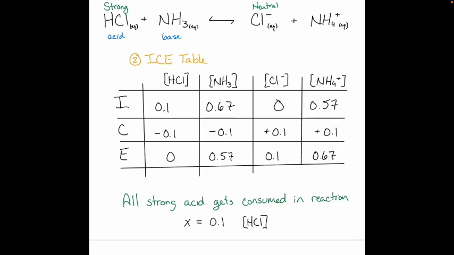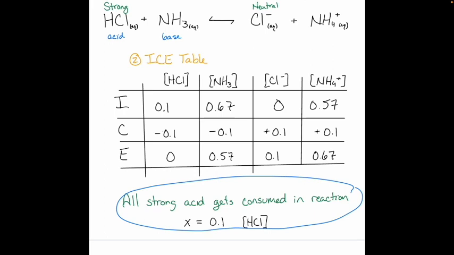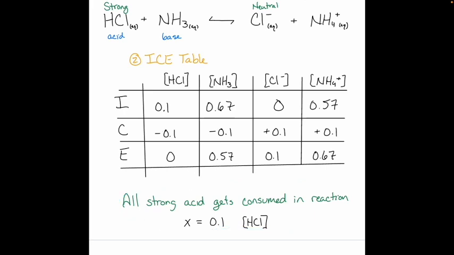Okay? And again, we were able to fill out this ICE table using the fact that HCl is a strong acid, and so all of that strong acid was going to be consumed in this reaction. That's what we used to solve for x here. So now I'm left with just a solution of weak base and its conjugate acid, because I don't care about the chloride, and since I have that weak base and conjugate acid mixture, this is just a buffer. So I can use my Henderson-Hasselbalch.